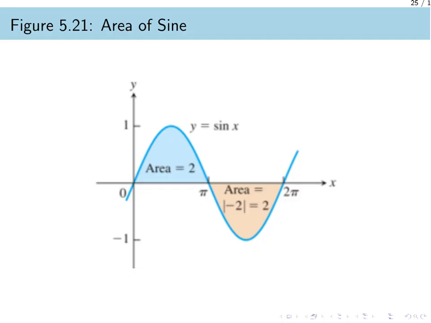This slide visually demonstrates the calculation we just performed for the sine function. It shows the positive region from 0 to pi with an area of 2, and the negative region from pi to 2 pi with a signed area of -2. The total shaded area represents the sum of the absolute values of these two regions.